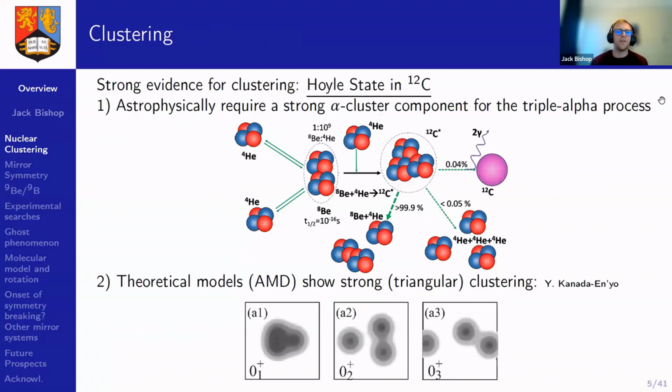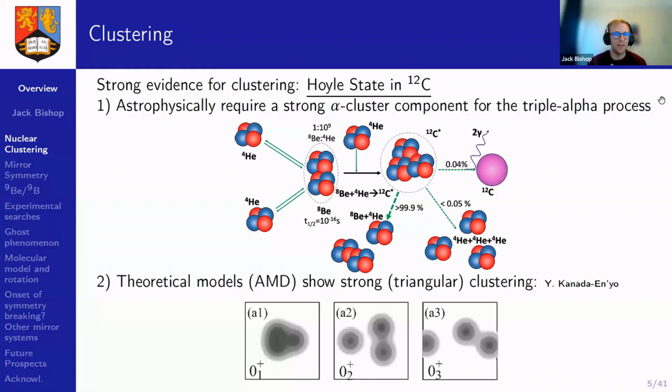There's a lot of very strong evidence for clustering, and particularly if we focus in on the Hoyle state in carbon-12, we'll kick off by talking about where it actually gets its name from. When we're looking at the helium burning phase of stars, what we're doing is bringing together helium nuclei, and we bring together 2 helium nuclei, and we get beryllium-8.